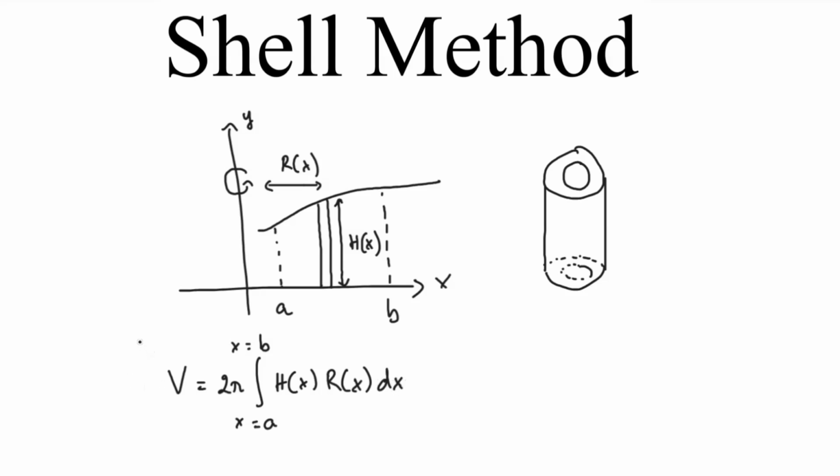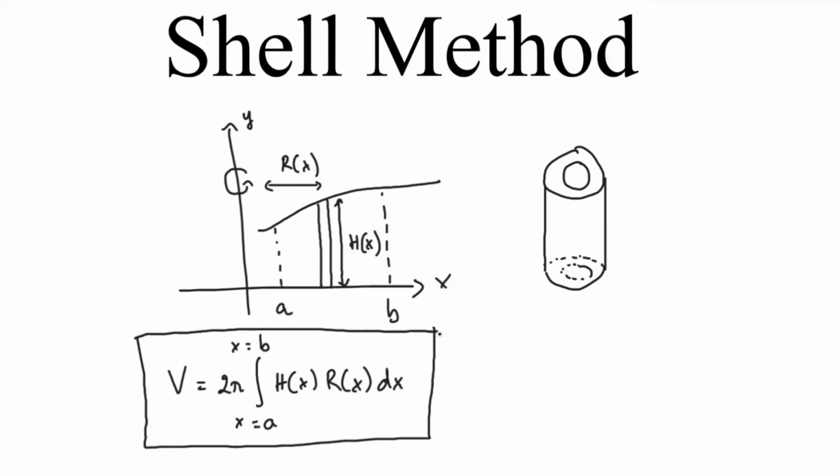Okay, so this is the formula for how to calculate the volume when the region is rotating around the y-axis using the shell method. If it's rotating around the y-axis, the formula is going to be in terms of x. This is along the y-axis.